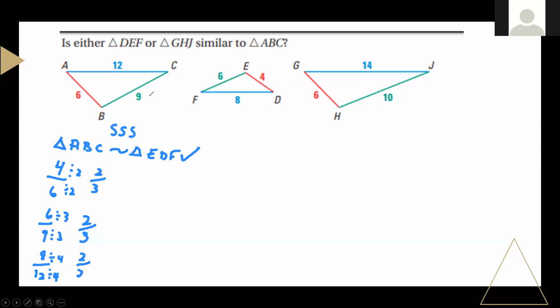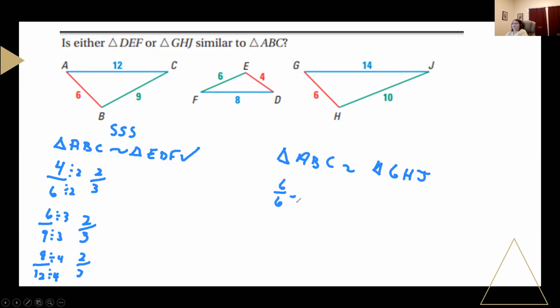So now we're going to check ABC and GHJ, and see if these are similar. Triangle ABC and triangle GHJ. So 6 over 6 is what? That's just 1. What about 9 over 10? 9 over 10 I can't reduce.